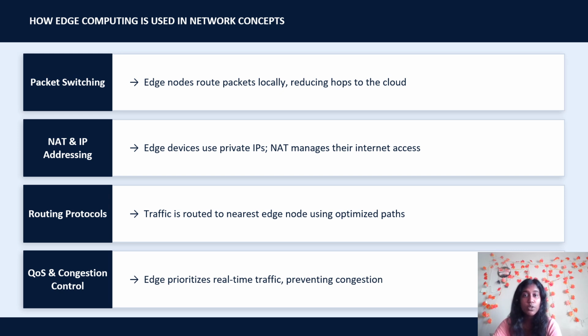Edge computing is also used in NAT and IP addressing. Most edge devices operate using private IP addresses: smart home devices, sensors, and autonomous systems. NAT enables communication between private local networks and the public internet. At the edge, gateways or routers perform NAT locally. Multiple devices share a single public IP. Why does this matter so much?